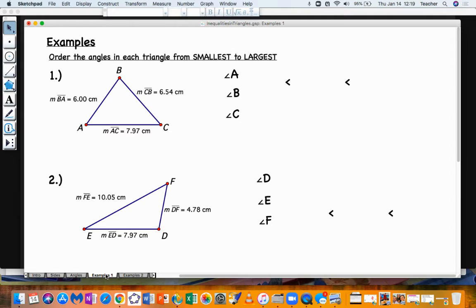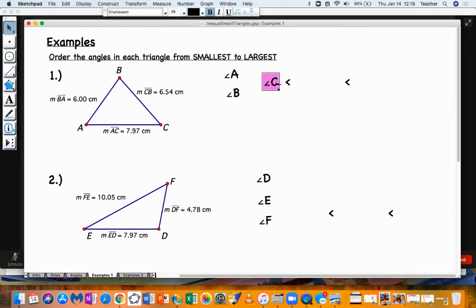I say we're given the side lengths. And this one asks us, read directions carefully, order the angles in each smallest to largest. So we're given sides, but we're talking about angles. So smallest to largest. So smallest angle, I'm looking for shortest side. So 6 in this example is the shortest side. That is opposite angle C.